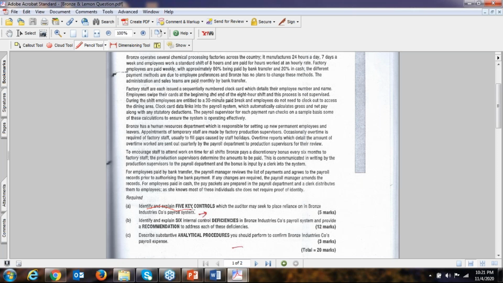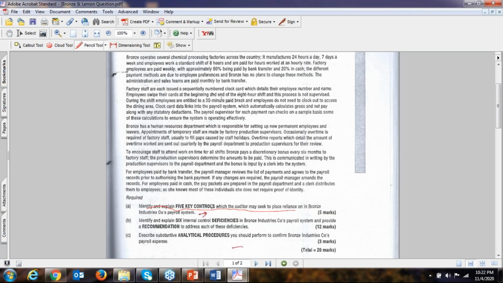Identify and explain 5 key controls which the auditor may seek to rely on in Bronze Industries, 5 marks. So 5 key controls means 1 mark for each control. If you mention only the key control and do not give the complete explanation of why it is a key control, the examiner will give you 0.5 mark instead of 1 mark. I am repeating this.